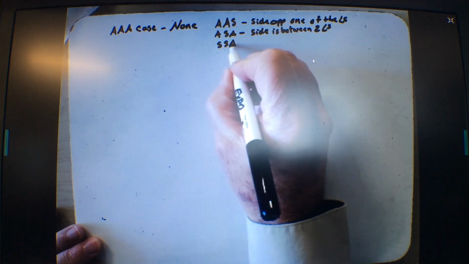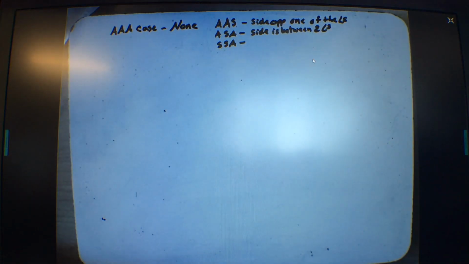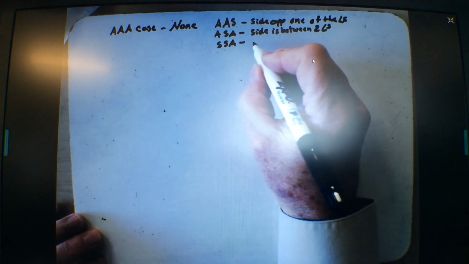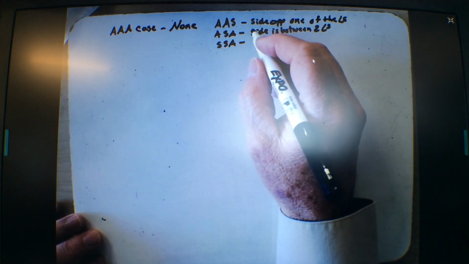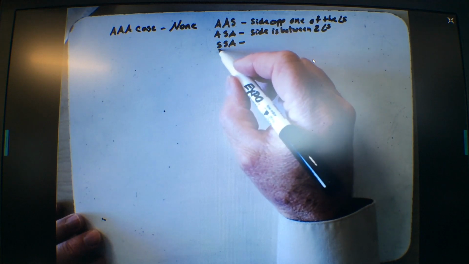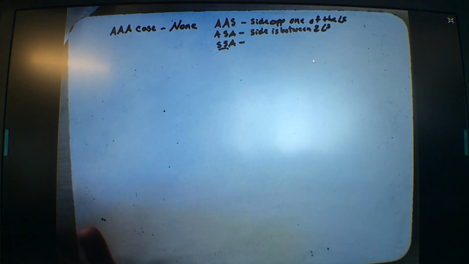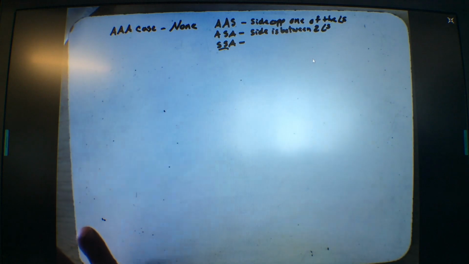And then the third one, I'm going to go ahead and write it down in case we get to it, but it's called the SSA. Now, I always say if it can create a bad word, it's trouble. And this one, if you're dyslexic, you know what I'm talking about. This one has two sides, so it's different than the other two. The other two have two angles. This one has two sides.